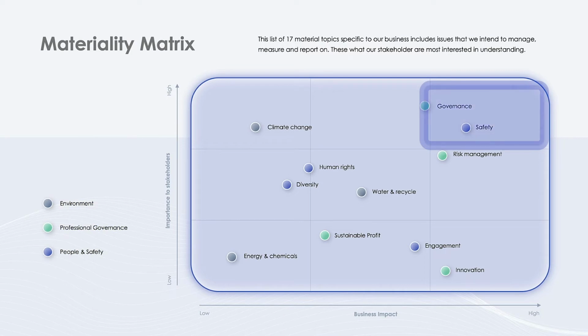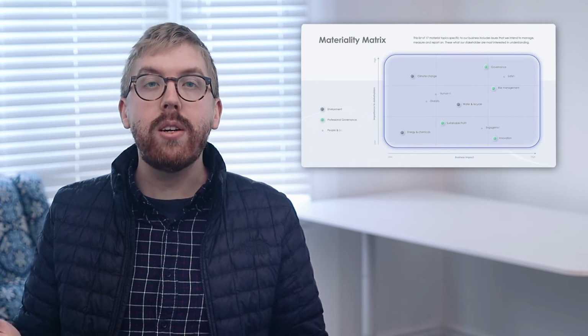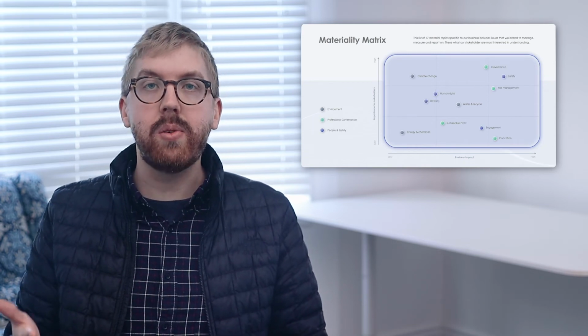Execs should focus on the top right quadrant because it has the largest importance to stakeholders as well as the largest business impact. This doesn't mean you should forget about the topics in lower quadrants. Instead, the quadrants help you triage which tasks to address first.